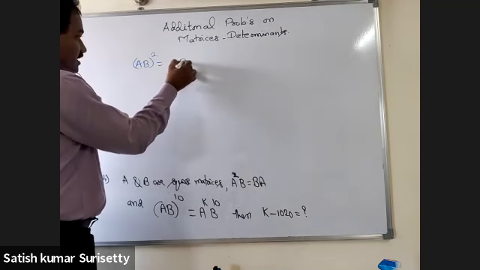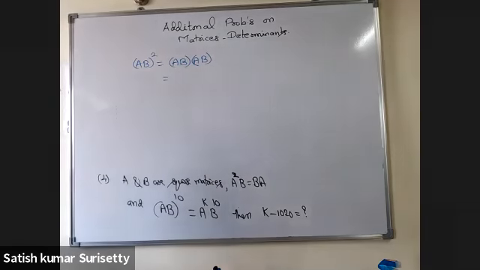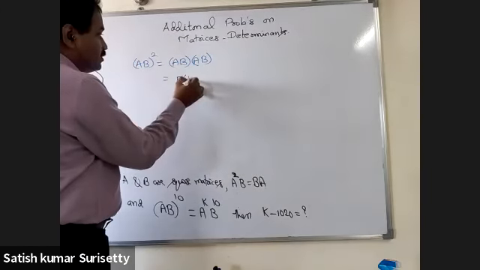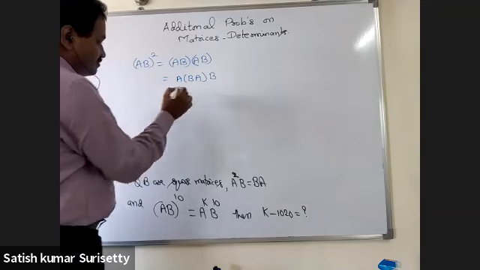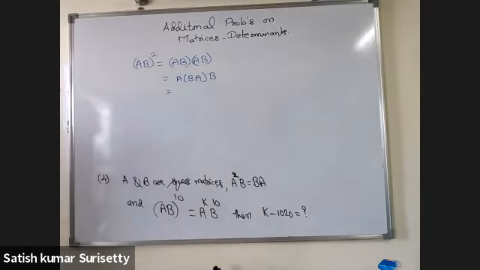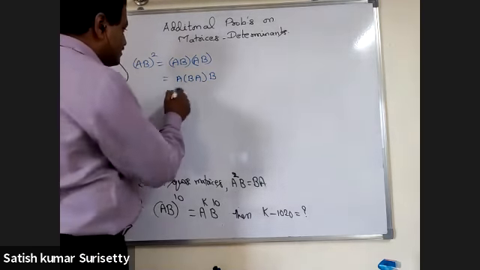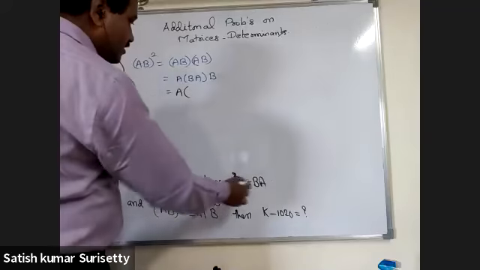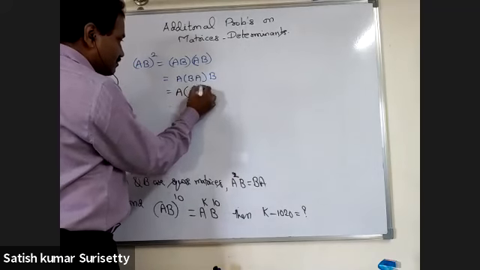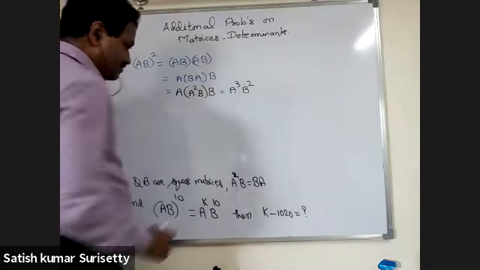(AB) whole square, AB into AB. By associative property can write as A into BA into B. So you can rewrite this as A into, what is BA equal to? A square B into B. So which is same as A cube into B square.